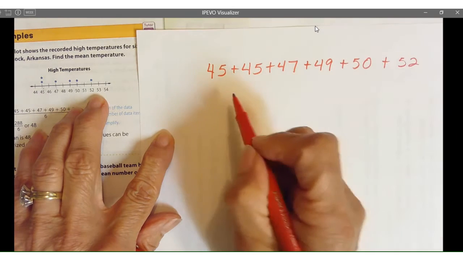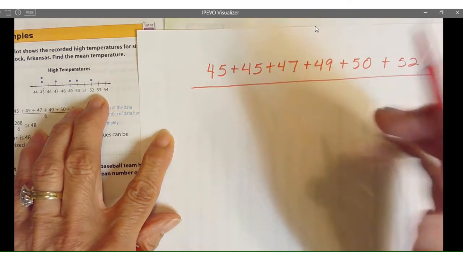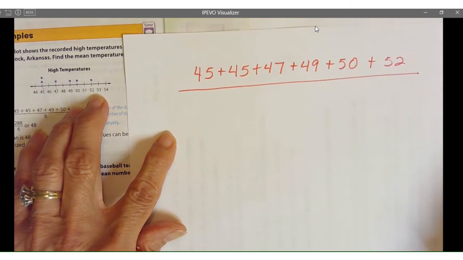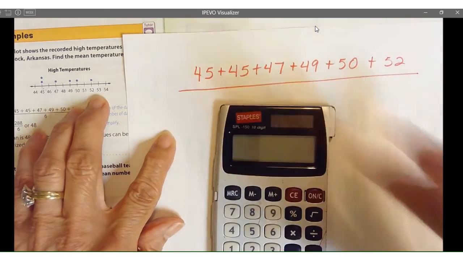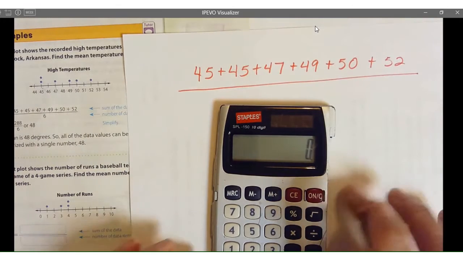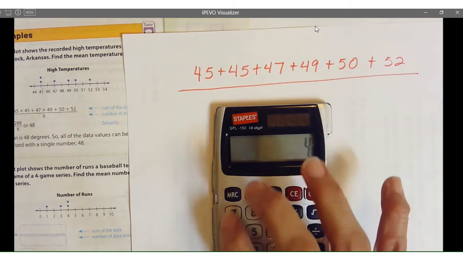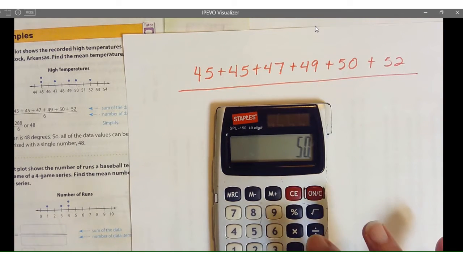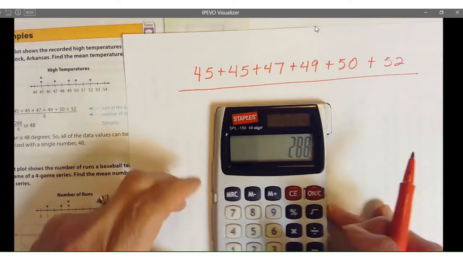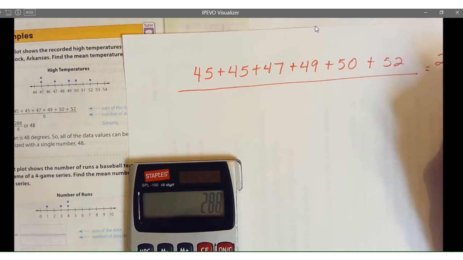Okay, so excuse me, I'm going to go ahead and put that line here, and then right now I'm going to count my data too. So I have 45 and 45. I'm going to add this up with the calculator here. 45 plus 45 plus 47 plus 49 plus 50 plus 52 equals 288. Okay, so I will go ahead and put 288 over here.